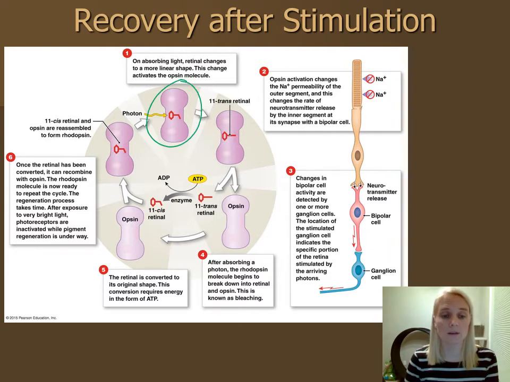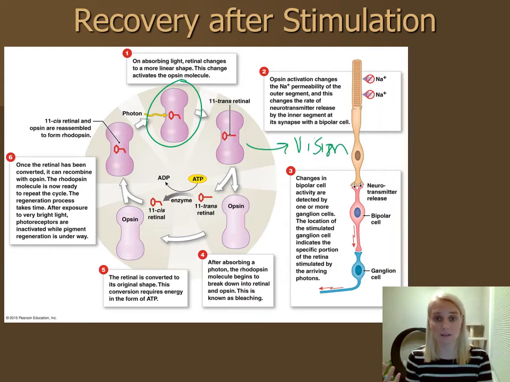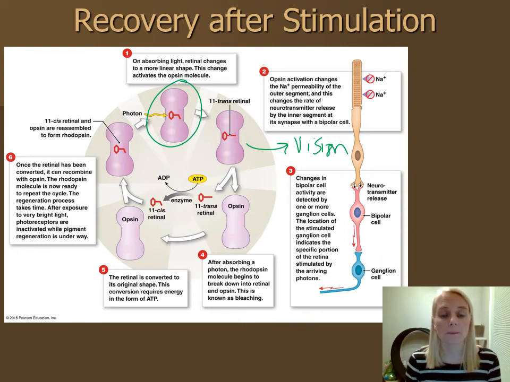So here's the conversion of the cis to the trans. This is going to trigger the vision, right? The ability to sense the sight. So that message has already been sent. It's long gone on the ganglion axons, and all the way back to the visual cortex.